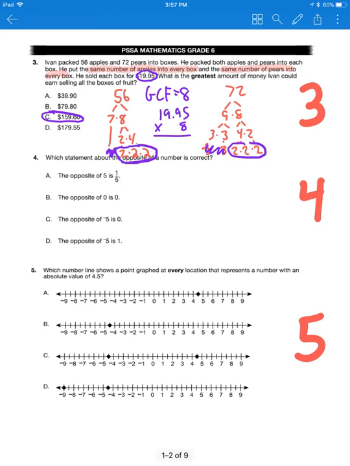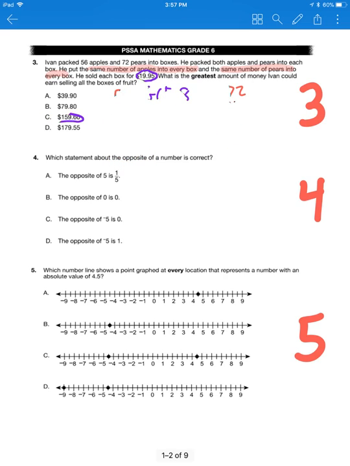All right, let's go to 4. 4 says, which statement, oh, let me erase this here. Which statement about the opposite of a number is correct? All right, so it says the opposite of 5 is 1/5. That is not correct, because I know the opposite of 5 is -5. The opposite of 0 is 0. I think that's it, but let me check the other ones.